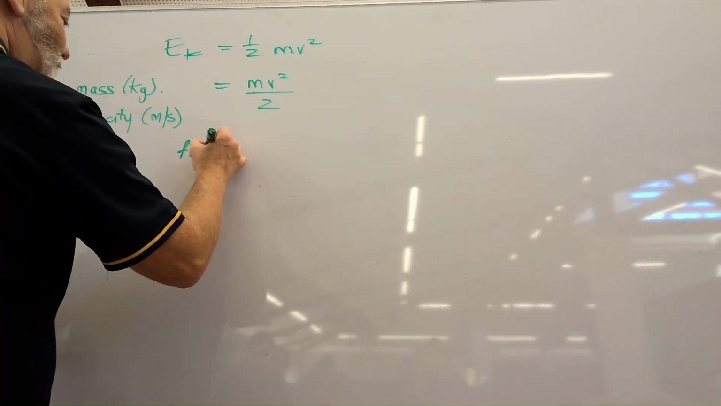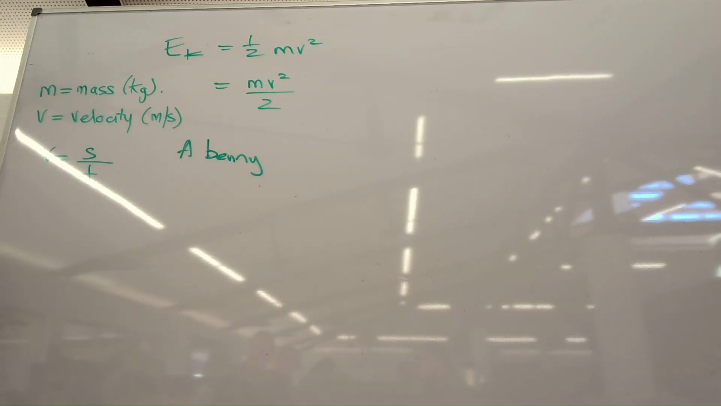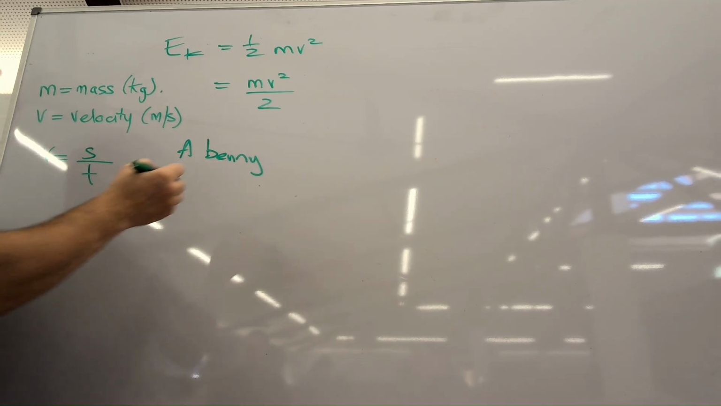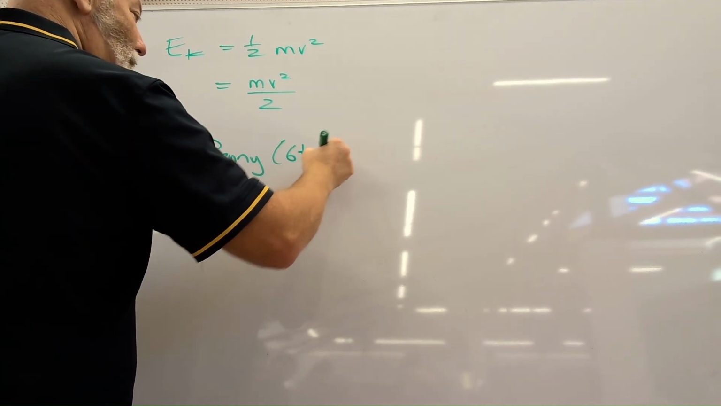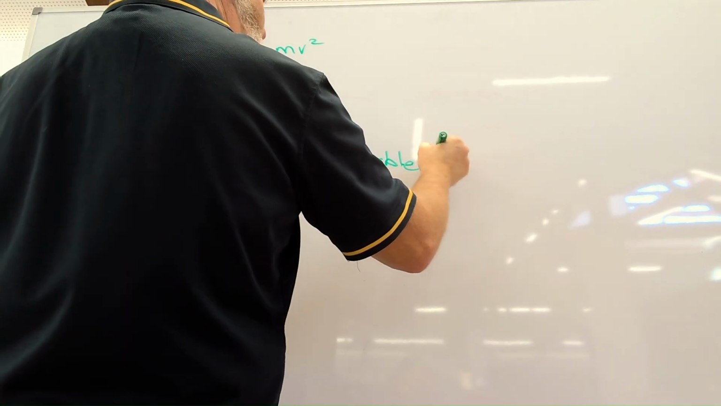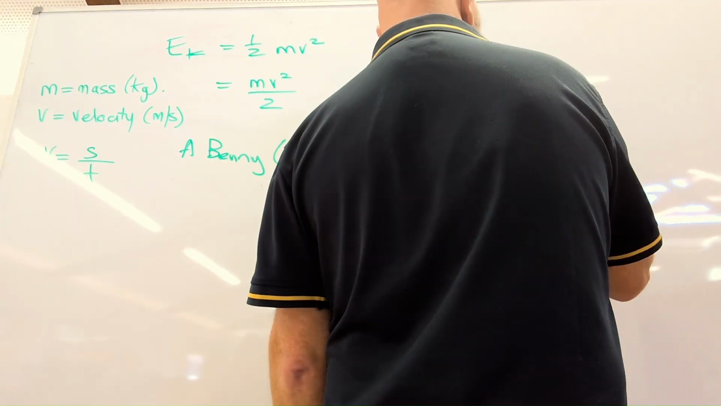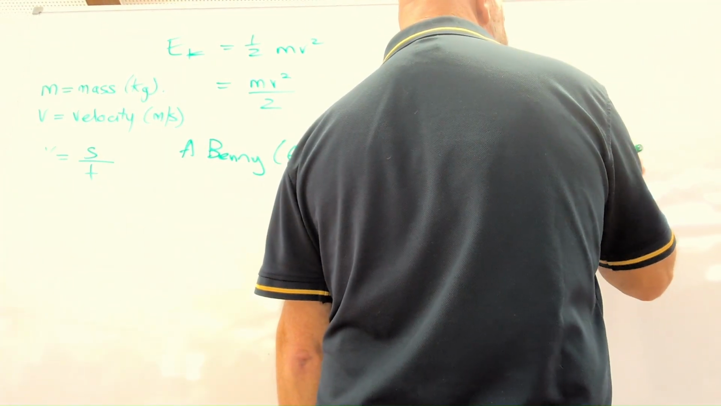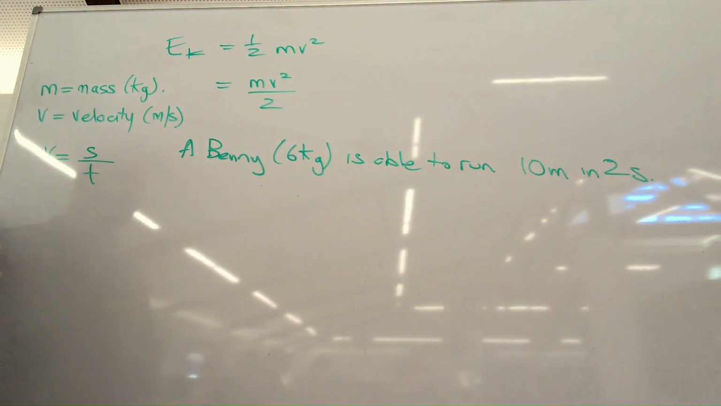If Benny, how many kilograms is Benny? I think 6. You think 6 kilograms? Benny, capital B for Benny, is 6 kilograms. Okay, Benny is able to run 10 meters in 2 seconds.